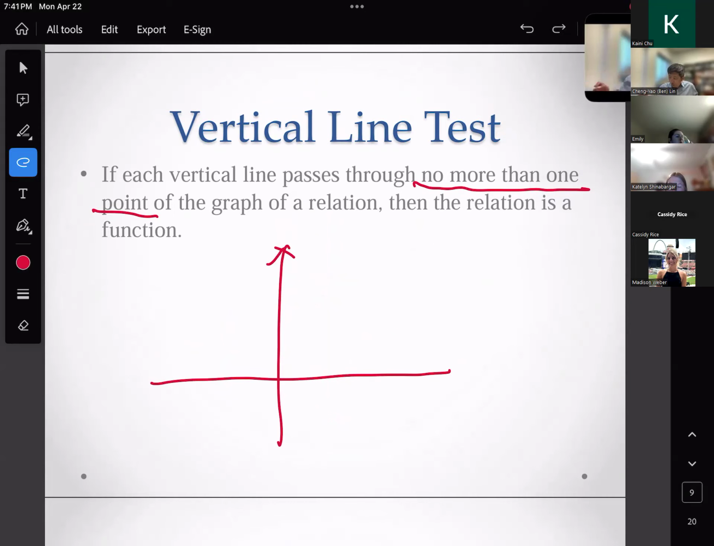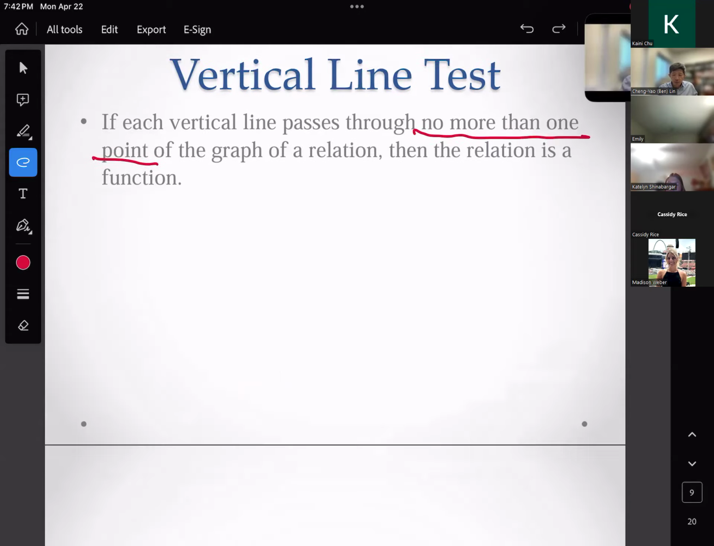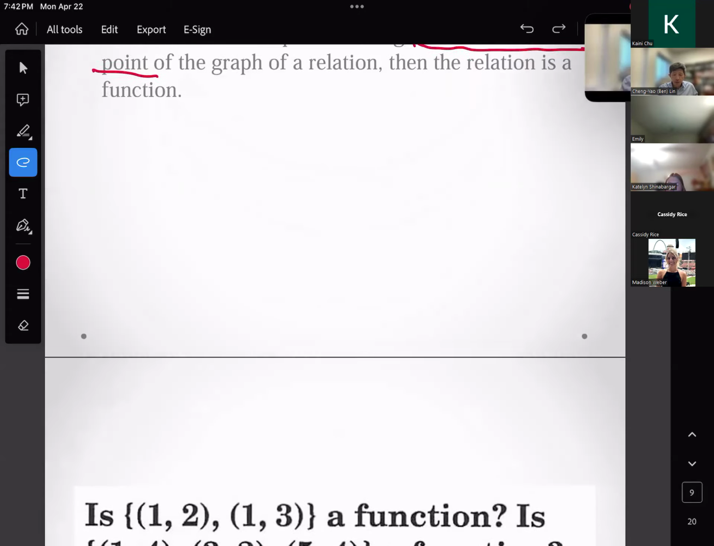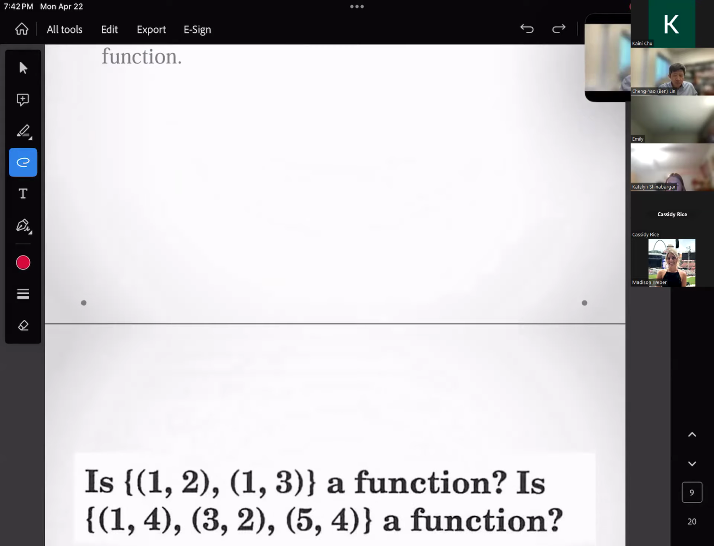How about this? I want to make a circle. Function or not function? No. No, because it does not pass, because you might meet 2 points there. Okay. So I want to move on to the next problem.